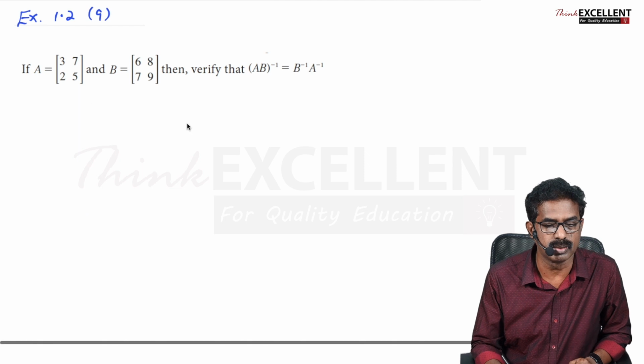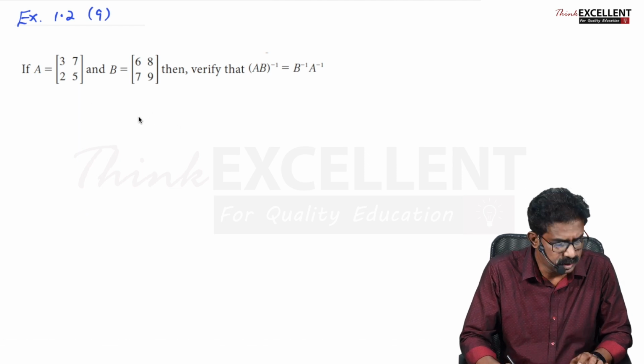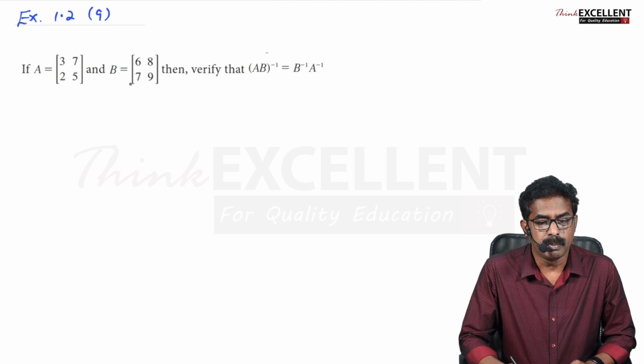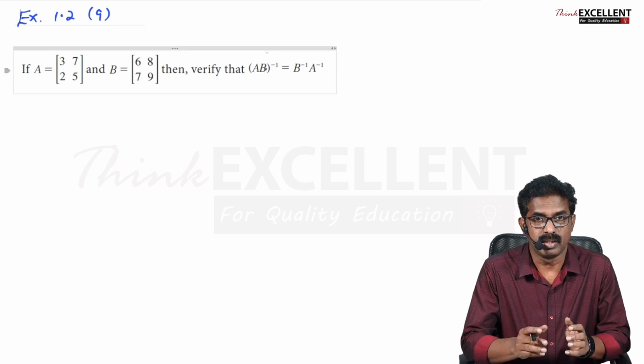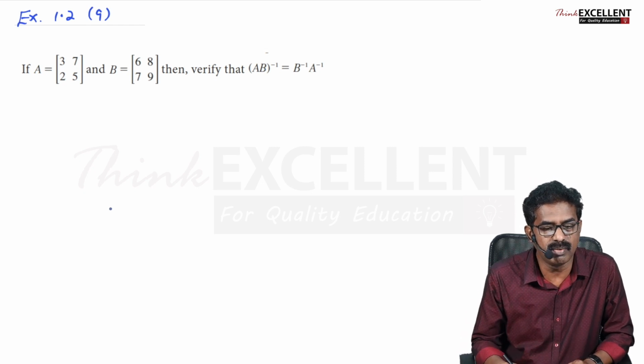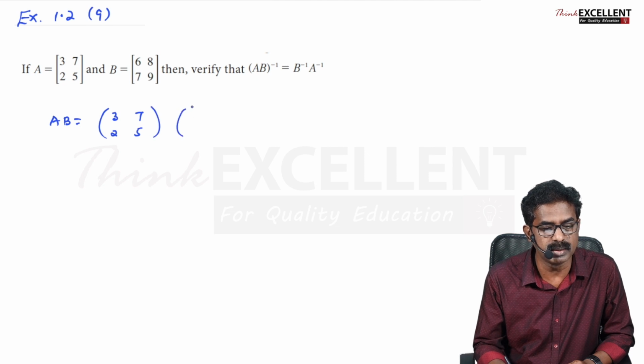Now let's go for the next question. Another simple question, just I'm going to tell you the method only. So A and B are two matrices. Verify that AB inverse equal to, already we studied the rule, right? AB inverse equal to B inverse into A inverse. So how can you find AB inverse? First you find AB. A is 3, 7, 2, 5 into B is 6, 8, 7, 9.